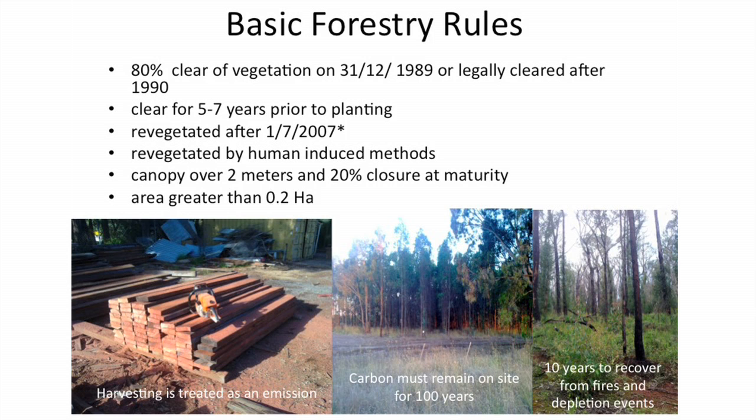So that's over 2 metres at maturity and over 20% canopy closure at maturity. And it has to be in areas greater than 0.2 of a hectare or half an acre. All right, now that's the minimum size that is allowable under our Kyoto rules. That doesn't mean that's viable. One of the key things that we have to understand to get the Carbon Farming Initiative to work for landholders is you have to get economies of scale. Either get big on your own or get in a gang and get big.